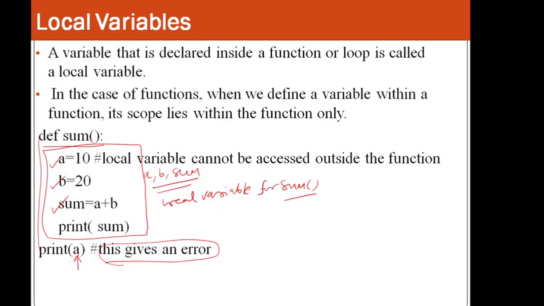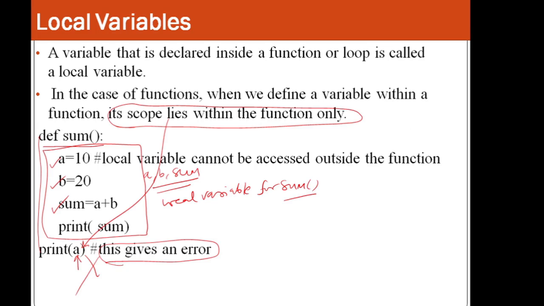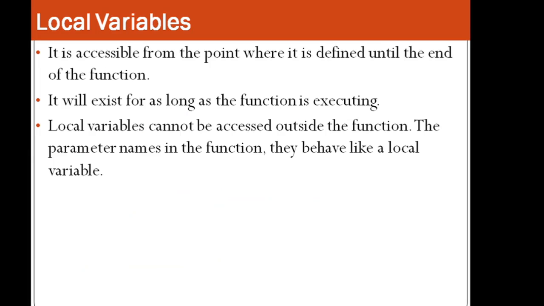So in the case of functions, when you define a variable within the function, its scope lies within the function only. And when you have come out of the function and you try to access it, it will give you an error. It is accessible from the point where it is defined until the end of the function. So only this is the scope and lifetime of the variables a, b, and sum. It will exist for as long as the function is executing. And when it comes out of the function, its lifetime is gone.